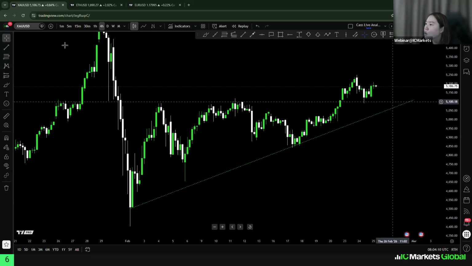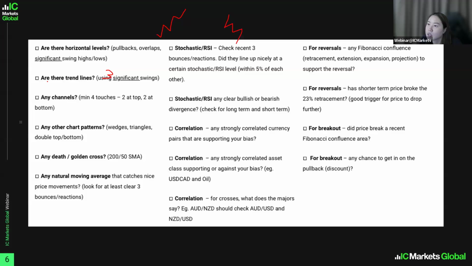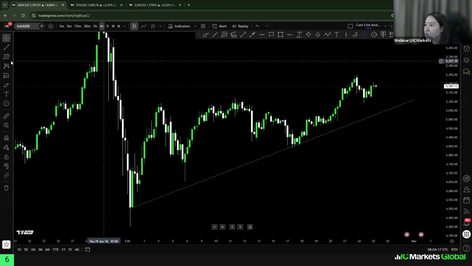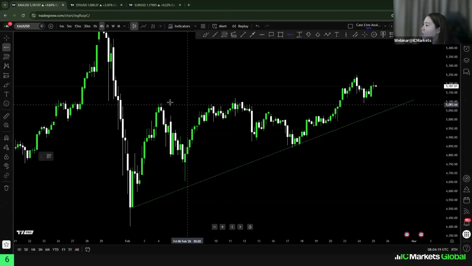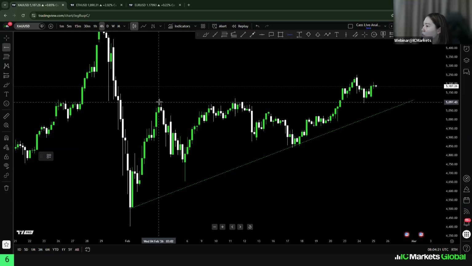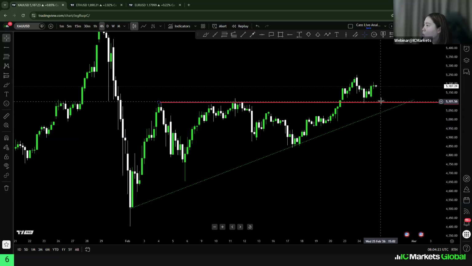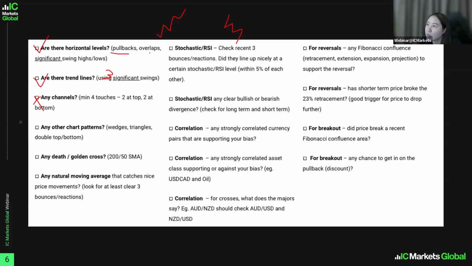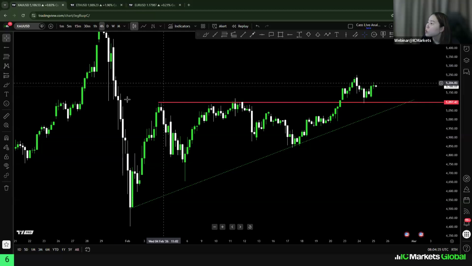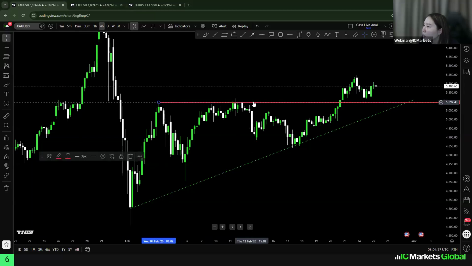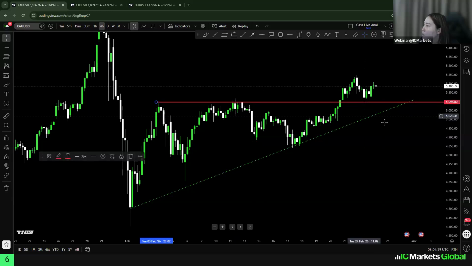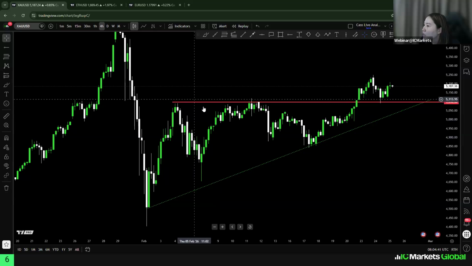Another thing I want to highlight is no channel, horizontal levels. So I am going to highlight the horizontal level that makes the most sense. Horizontal level again means pullbacks, overlap, swing highs, swing lows, and Fibonacci levels. A combination of all of this plus Fibonacci levels. So I'm looking at this and this is what I'm seeing.